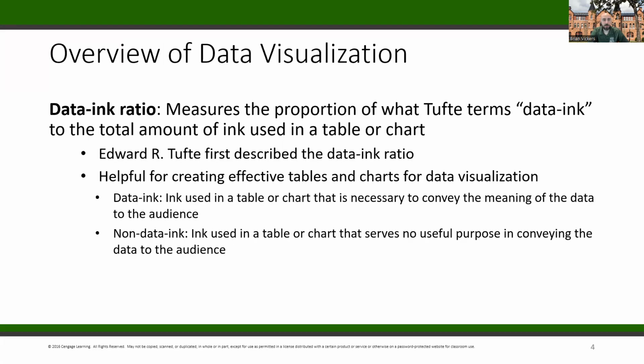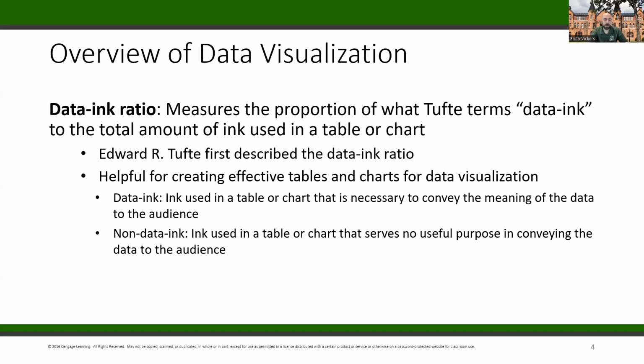All right, so there is a term you'll see in this book, which I've not seen in any of the other textbooks about data visualization, which is called the data-ink ratio. This is the proportion of how much of the ink, or part of the visualization, actually helps to convey the meaning of the data, and then how much of that ink is just there, but it actually isn't useful. It doesn't serve a useful purpose.